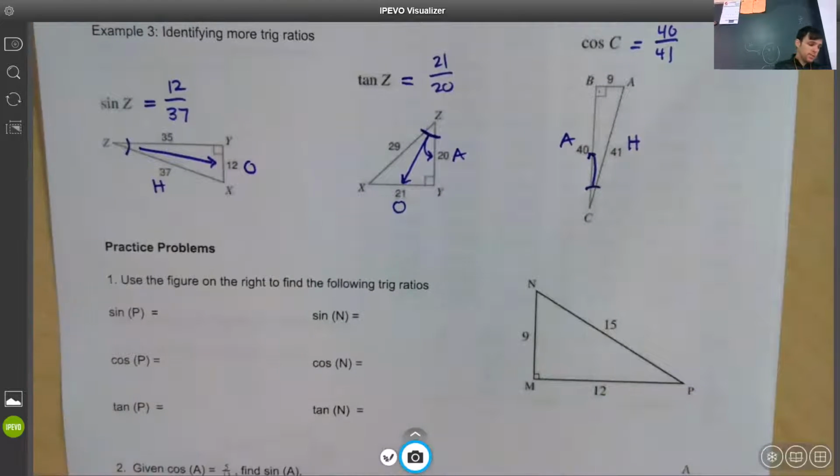Now you can see here we have some more practice problems of identifying these ratios. Again, feel free to pause and sort of work ahead. I'm going to run through these here relatively quickly.